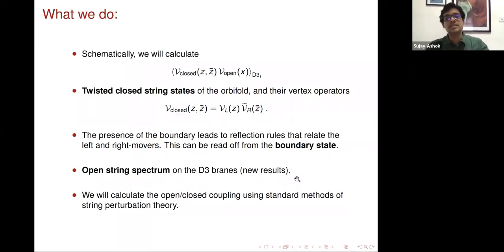Now I'll systematically work through each of these three things: the closed-string spectrum, the boundary state, where I'll be quite brief, and then the open-string spectrum.